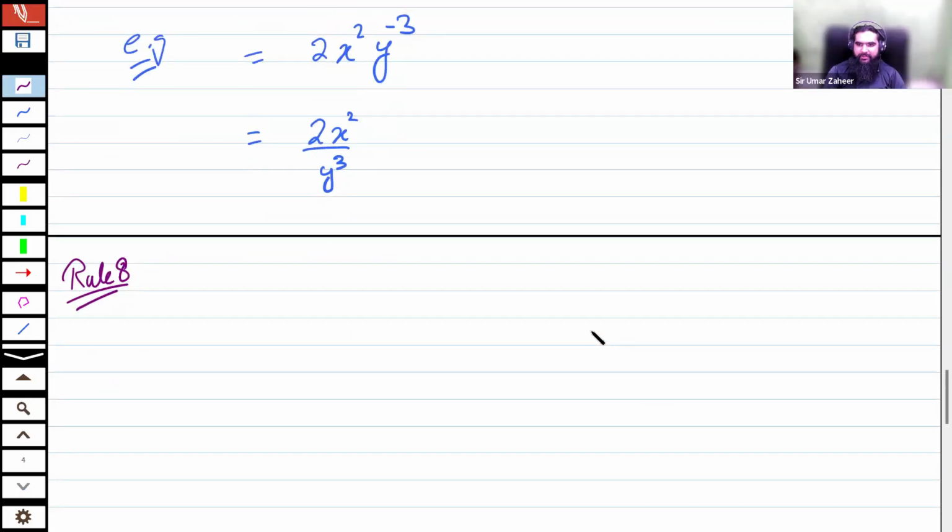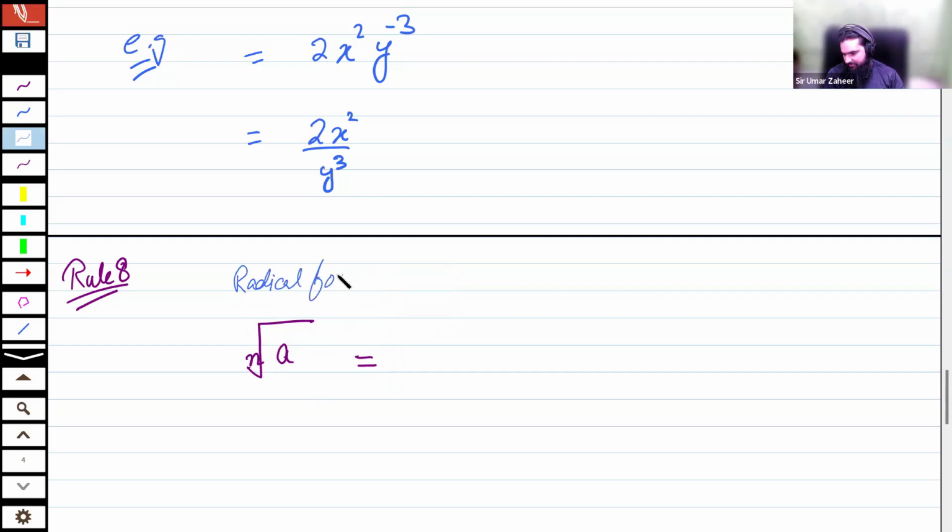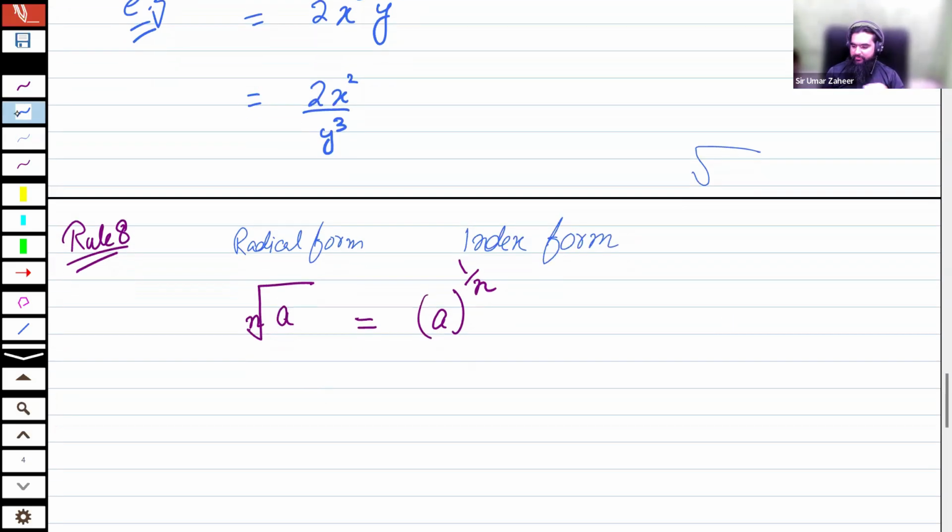The next rule is from the radical form. If you have the nth root of a, and you are writing it into the index form, which form is it? It is known as radical form because this sign is known as the radical sign. This value can be written as a raised to power 1 by n, the value that will be here. You are converting the radical form into the index form. Clear?